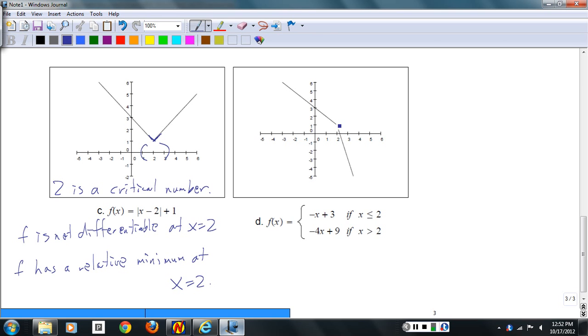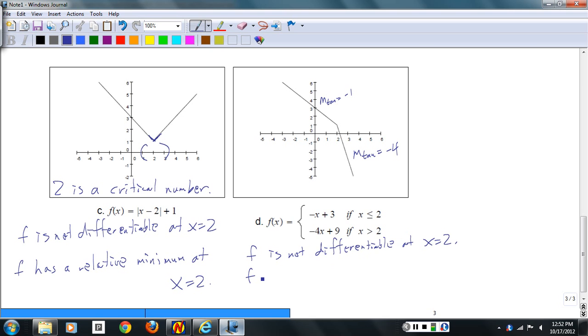Because of this sharp turn, where the slope changes instantaneously from being m sub tan equals negative 1 to m sub tan equals negative 4, when there's an abrupt, discontinuous change in the slope, it's a point of non-differentiability. Corner in the graph, the derivative does not exist there. So f is not differentiable at x equals 2.